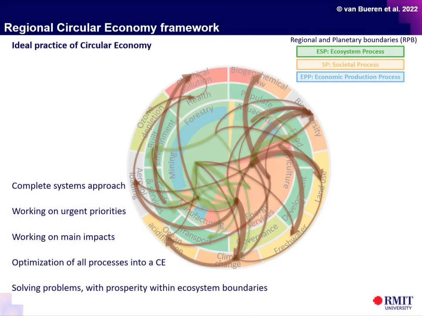We argue that the regional circular economy framework aids in a complete systems approach on working on the urgent priorities and the main impacts, with optimization of all processes into a circular economy for solving problems with prosperity for society within ecosystem boundaries.